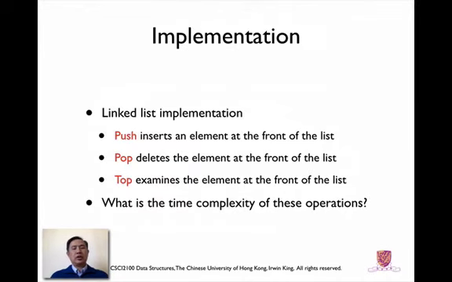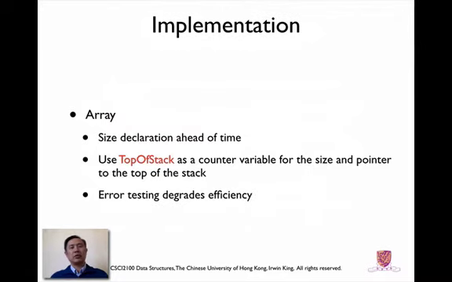Now, we could use an array to implement this, but we could also use a linked list implementation. When you push, you insert an element at the front of the list. When you pop, you delete the element at the front of the list as well. And when you do a top function, you look at the element at the front of the list. So what is the time complexity of these operations, push and pop? As you can see, if you have a pointer that points to the top, push and pop are very straightforward and simple. They all take constant time, or order of 1.